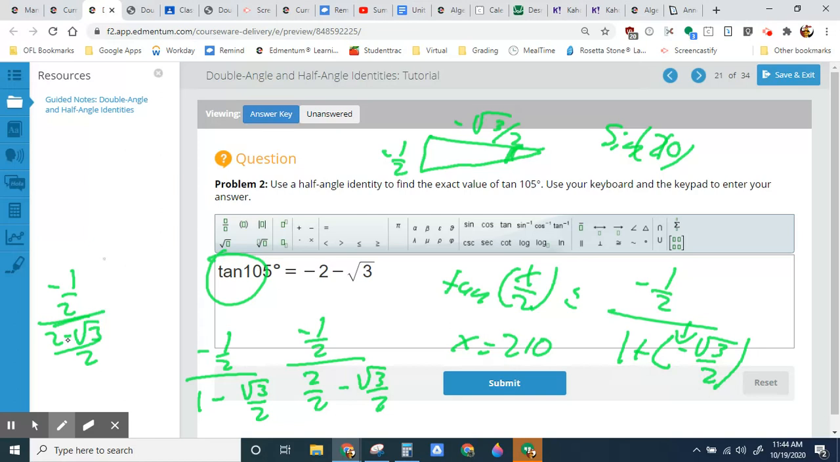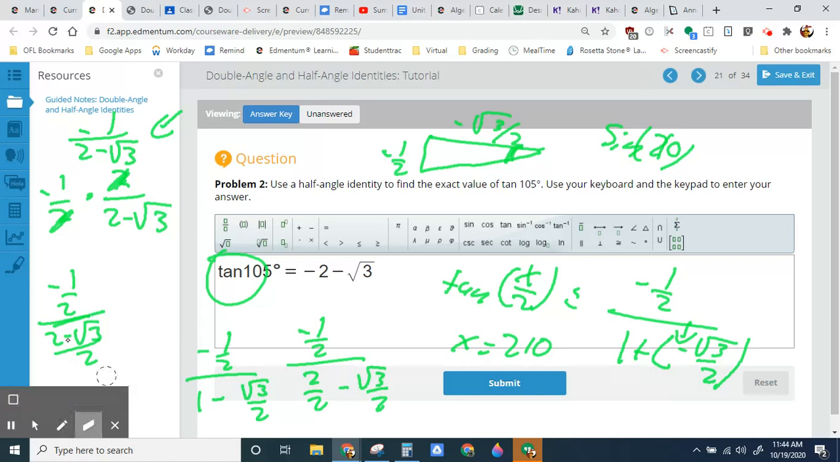If you have a fraction divided by a fraction, you take your top fraction and multiply it by the reciprocal of your denominator. And this cancels out with this, so you get negative 1 over 2 minus square root of 3. Now the problem here is Edmentum does not like having roots at the bottom. So in order to get rid of that root at the bottom, what they're going to do here is multiply it by the conjugate.